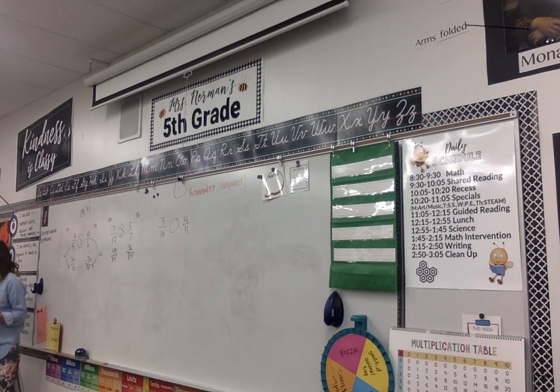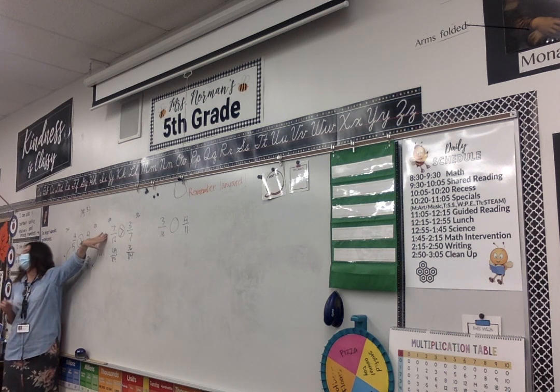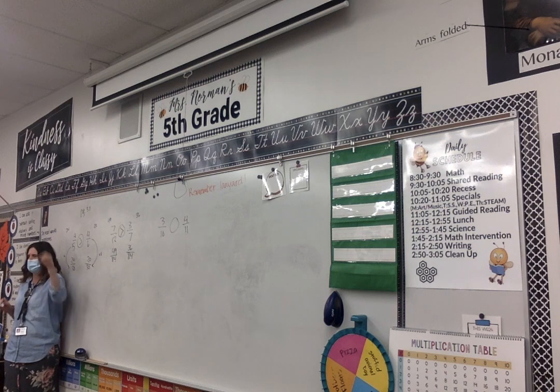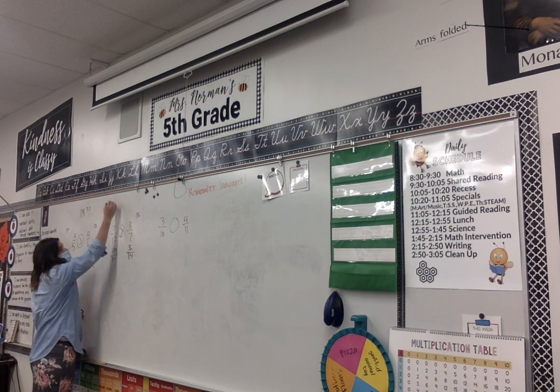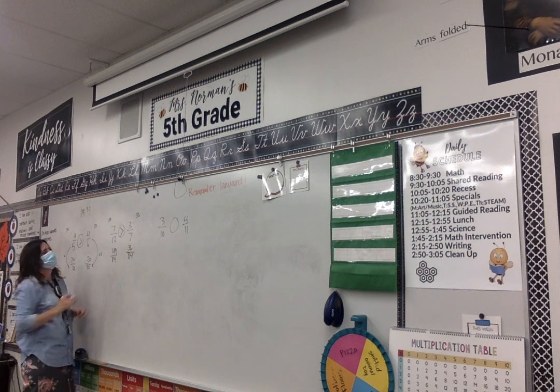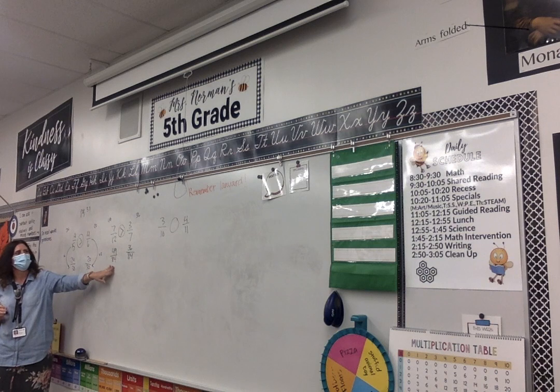Anybody else have another strategy? Oh, yeah. What about this one? What if I were to estimate? Is 7/12 closer to 0, half, or whole? A half, right? Because 6/12 is a half. 7/12 is super close. So maybe this one won't work. This is not going to work as well as I thought it was. Your strategies are better.